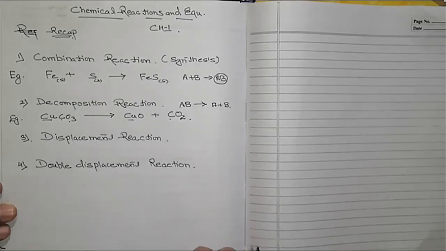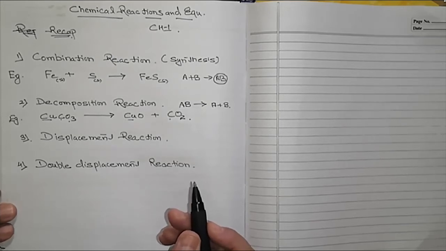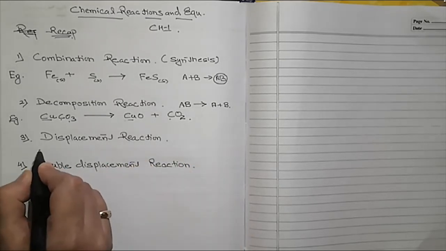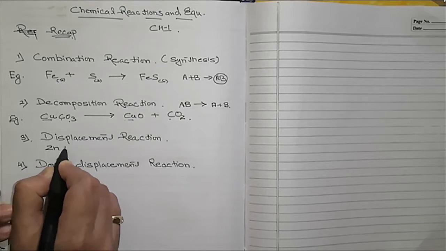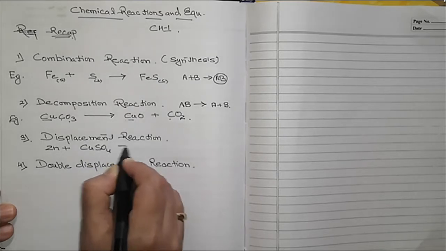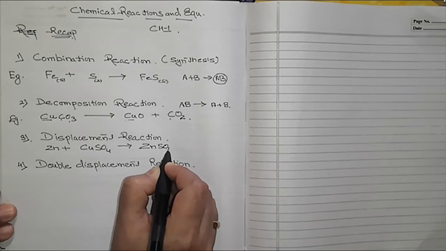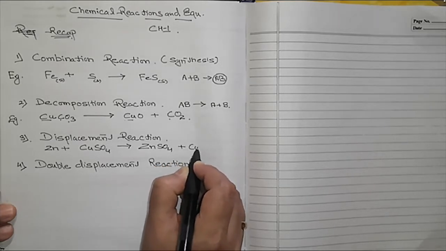Now coming to the displacement reaction. In case of displacement reaction, we learn that the element which is more reactive is going to displace the element which is less reactive, and it will form a new compound. So let's take a reaction. Zinc plus copper sulfate gives you zinc sulfate, that is ZnSO4, plus copper, Cu.